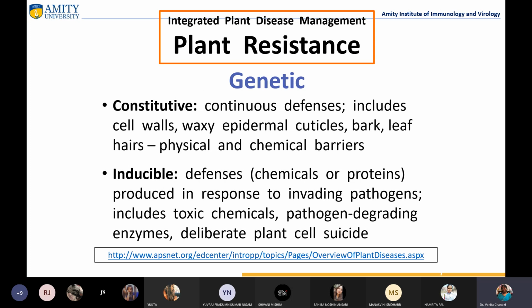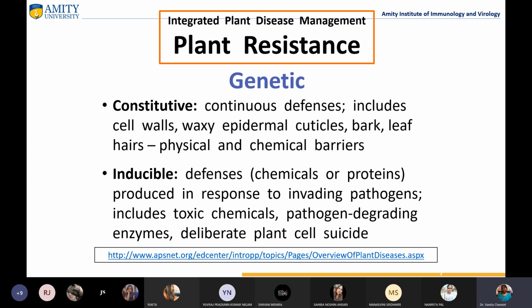Then if we talk about genetic resistance, it is again of two types: constitutive and inducible. Constitutive means continuous defenses, for example, the cell wall. In order to penetrate inside the plant, viruses need certain vectors or injuries, otherwise the cell wall cannot be broken very easily. Then there are epidermal cuticles, bark on the plant, and leaf hairs. So there are physical and chemical barriers present in the plant, which also prevent pathogen attack.